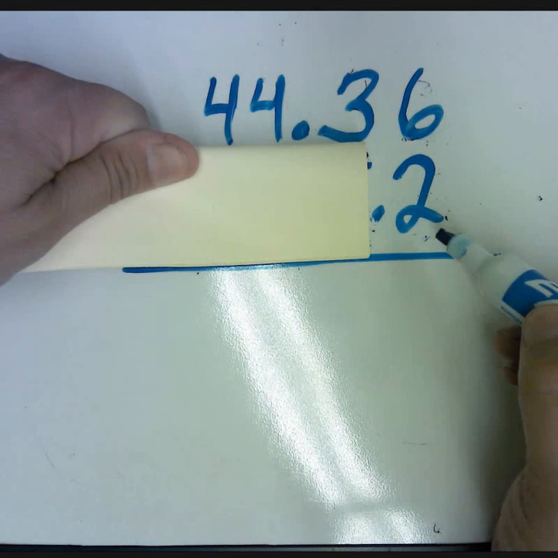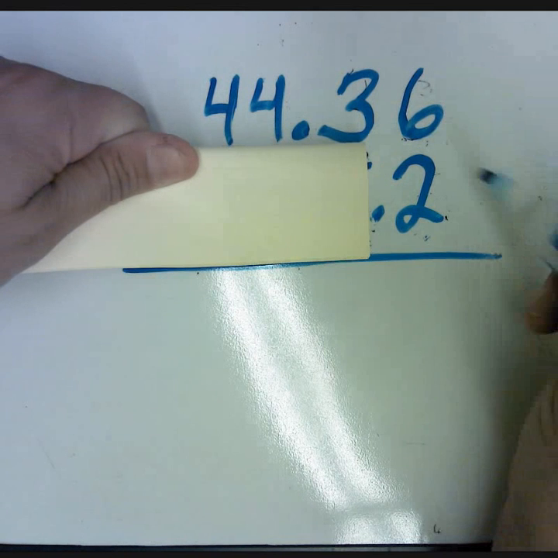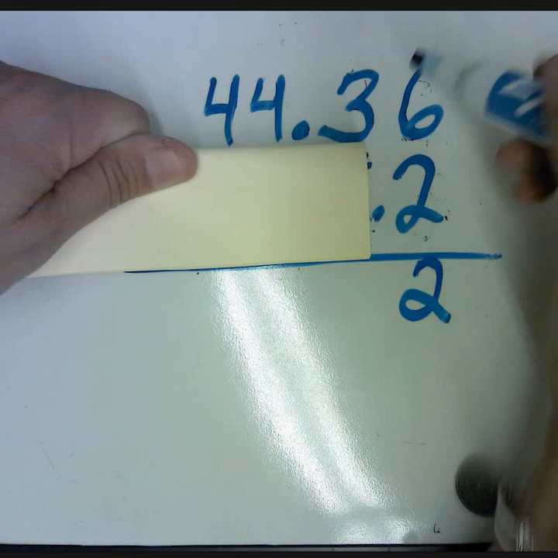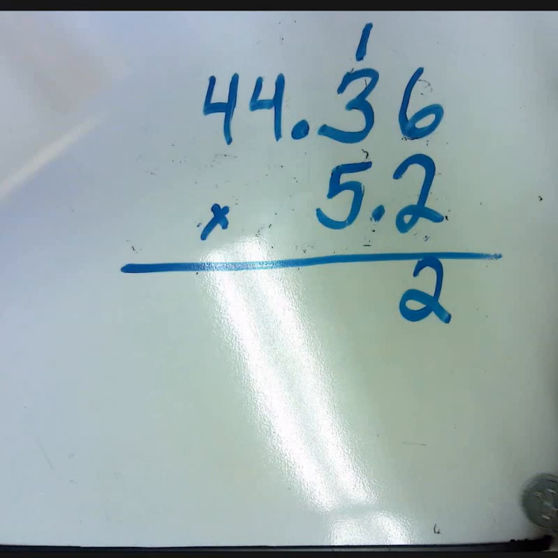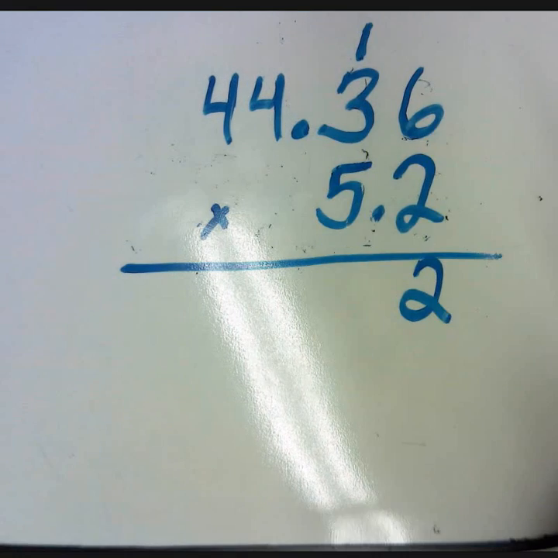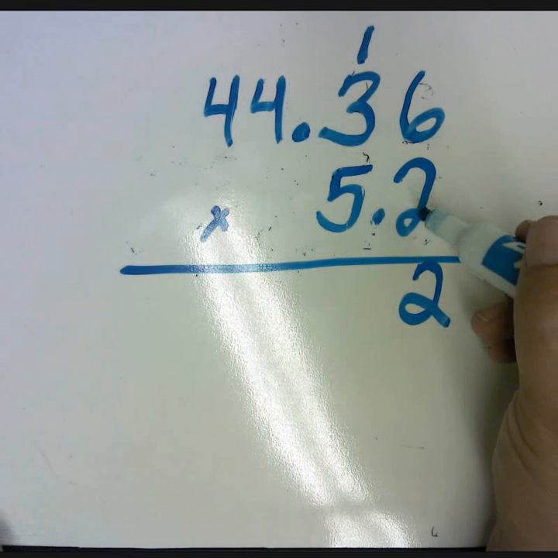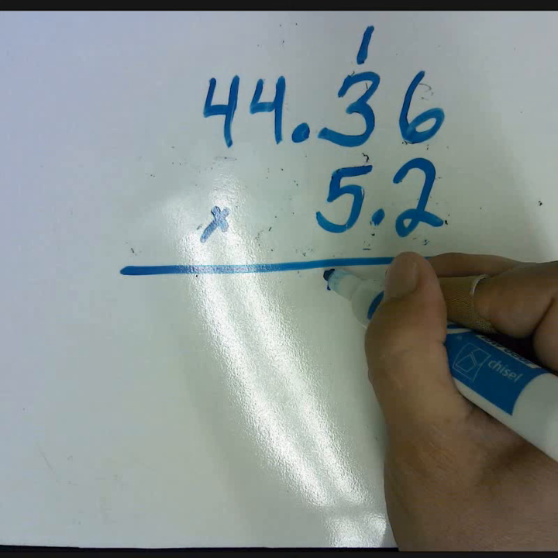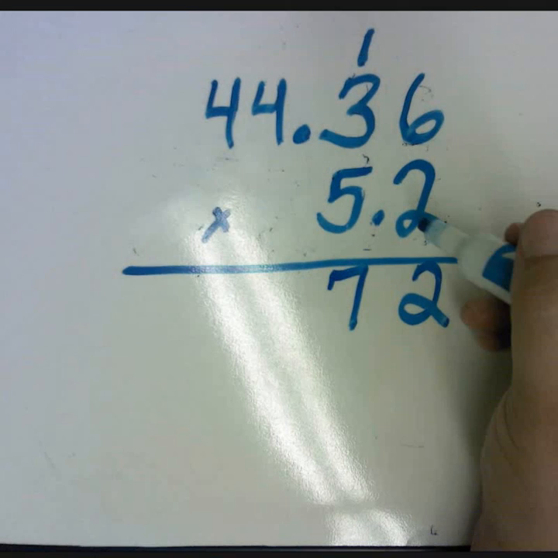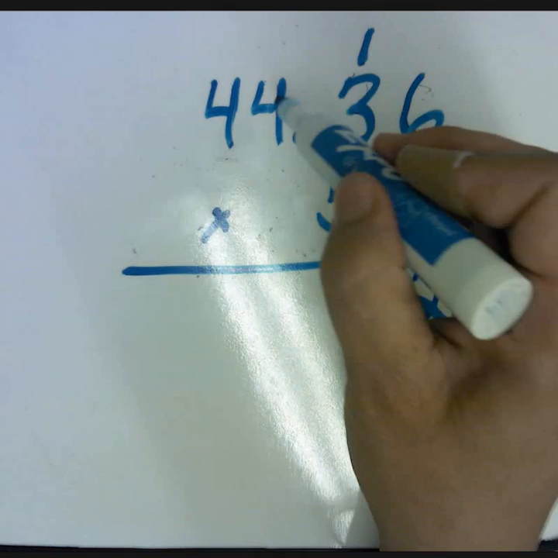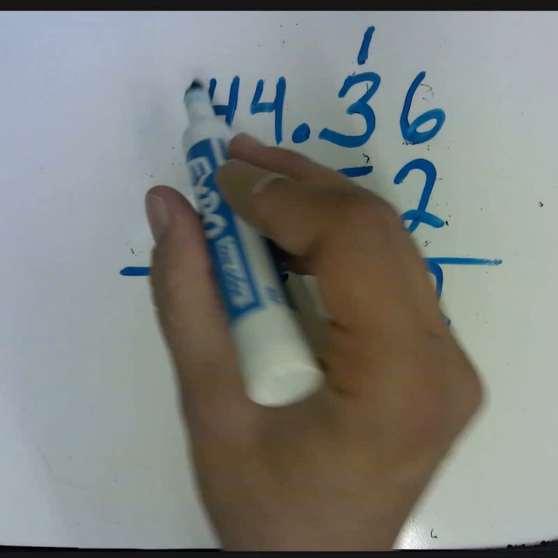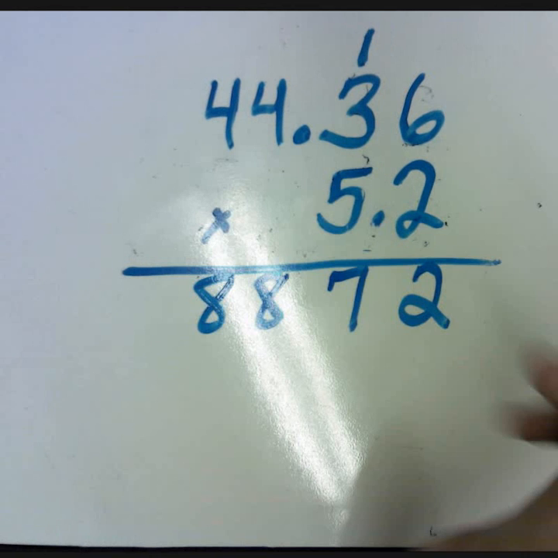2 times 6, 12. I'm going to put the 2 there. I'm going to carry that 1. It's actually not a 1, it's a 10. And then you're going to just go 2 times 3 is 6, plus 1 is 7. Again, 2 times 4 is 8. And then one more time, 2 times 4 is 8. So this is your first product of numbers right here, okay?